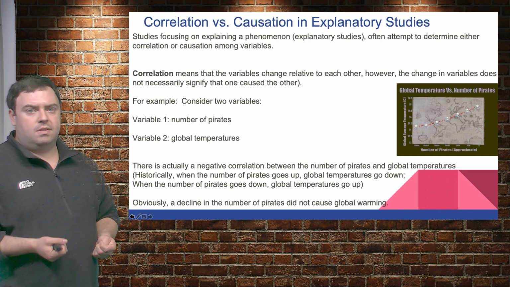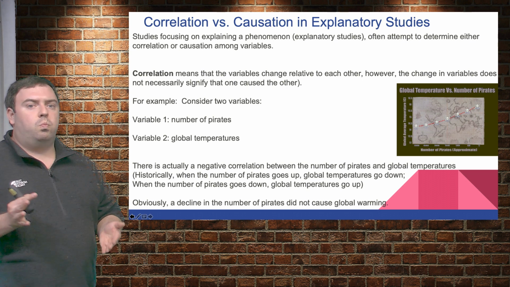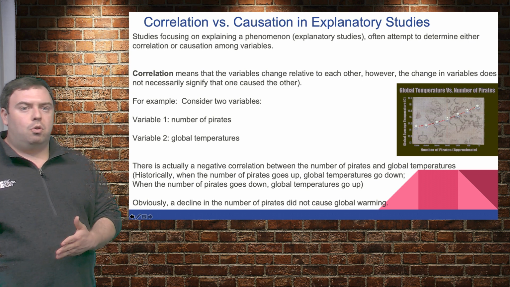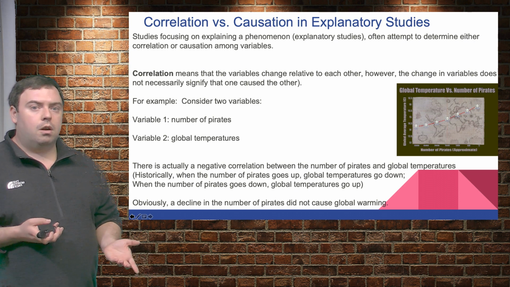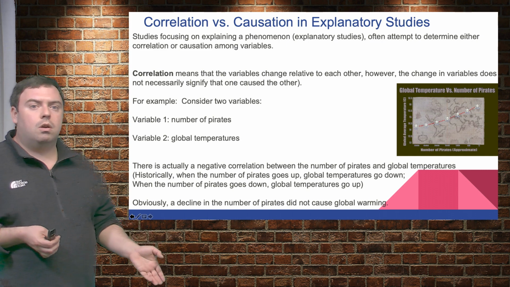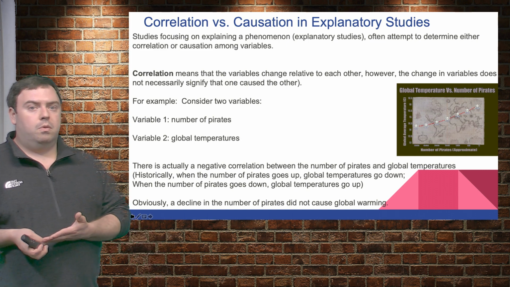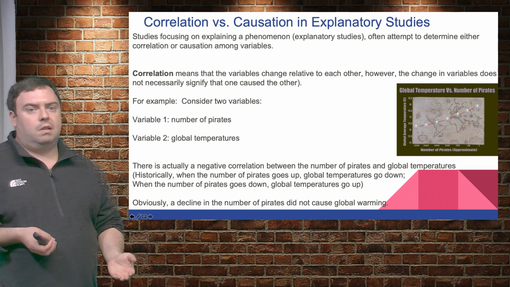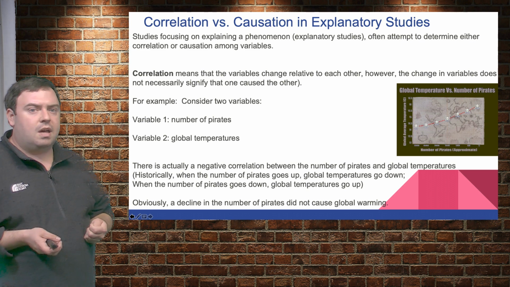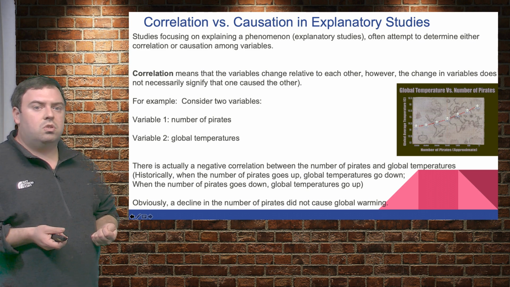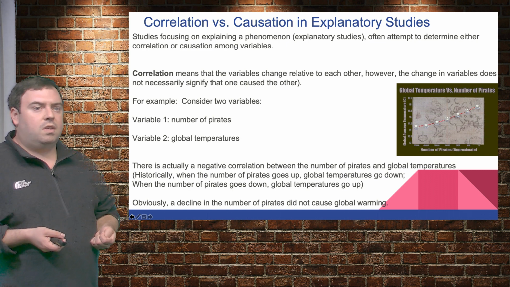Causation, on the other hand, says that one variable, the independent variable, caused the other. So, for sure, the reason why something occurred was because of the independent variable. So it's a direct cause and effect relationship. We have to be careful because most of the time in our research, we can only prove correlation. So I'll give you an example.